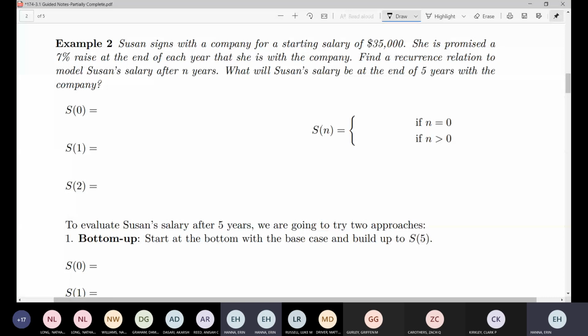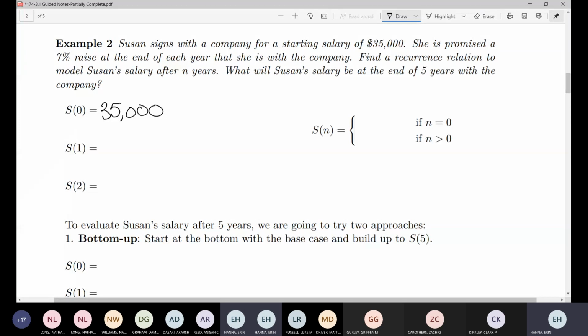Just in case you're wondering why we start at 0 and not at 1, we could technically choose to start at 1, and we would just need to be careful when we're defining this back here. But we're just going to go ahead and start at 0. So when she first starts with the company, what's her salary? Well, it's $35,000. So what we're going to do is build up the first couple and try to see the pattern. You might even see the pattern already, but we're going to see the pattern that's happening here to be able to write the equation.